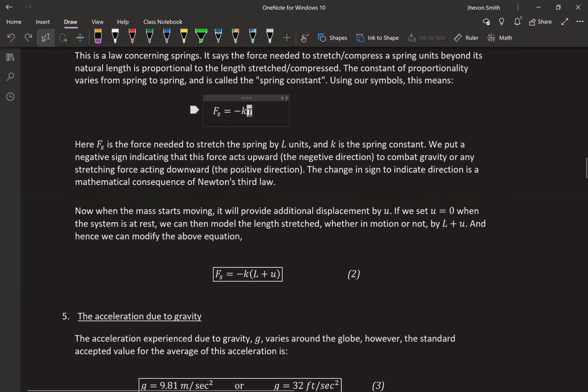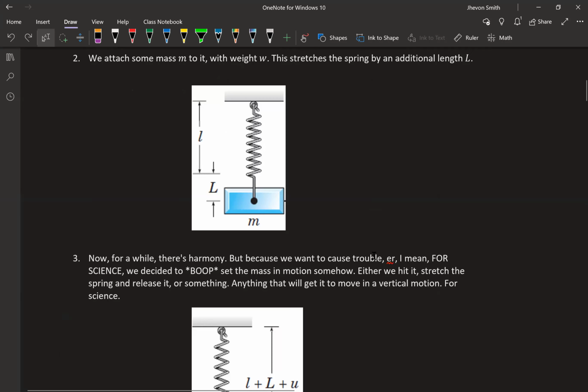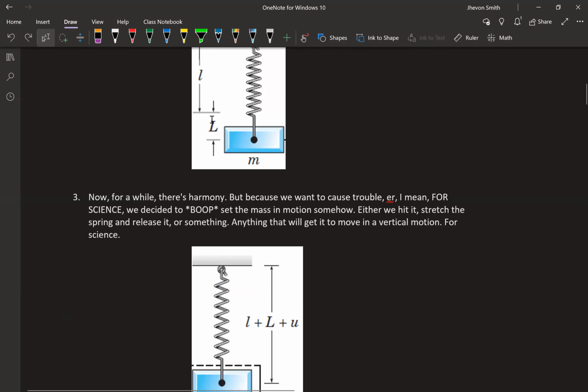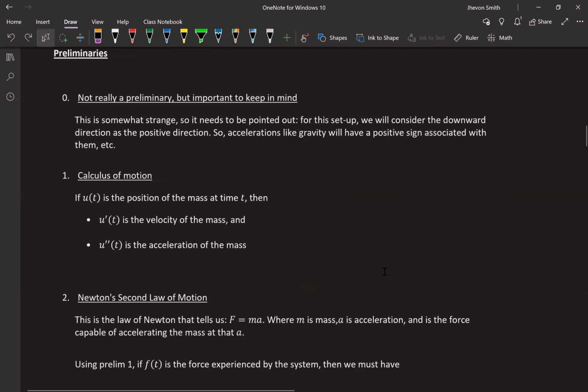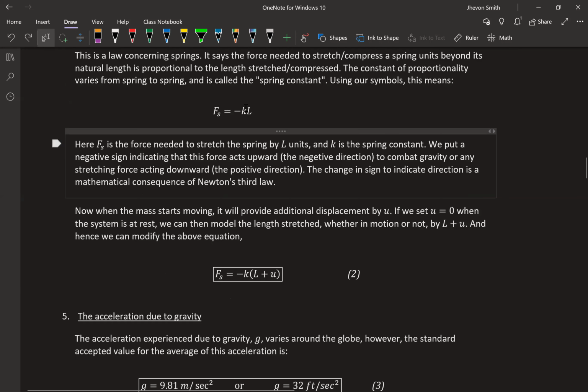Then I look at what L is. Now L, big L, was what the mass stretched the spring before it was in motion. But now we're stretching it by a little extra. So we are going to be extending the spring by big L plus u, right? Where u equal to 0 means you're in the starting position, which we call the equilibrium position. So I can rewrite Hooke's law using our notation in this particular form.